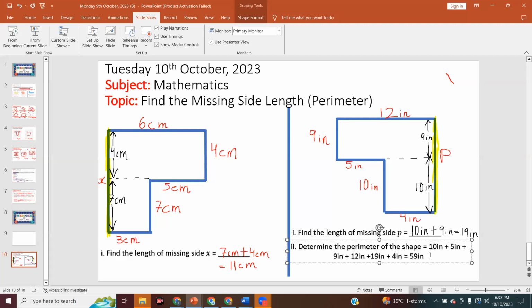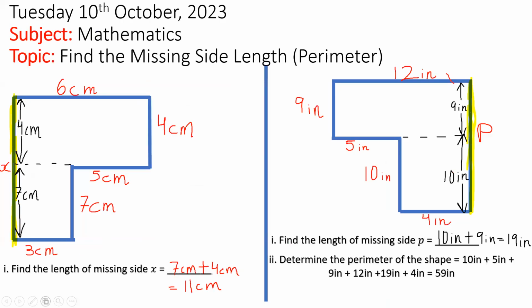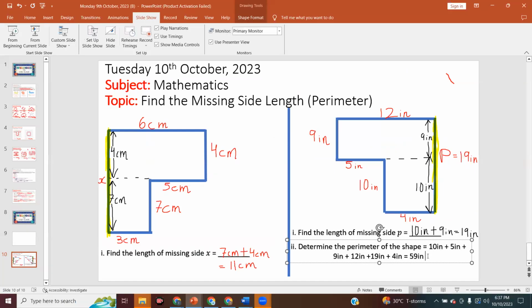Why did you put 59? Why 19? Because 19 is a part of it. Is it 19, P? Oh, yeah. So that's a very good question. 19 is a part of the perimeter, because remember, we found what P was. P is 19. So you have to add 19 up as a part of your perimeter. So the total perimeter is not 19, it's 59.